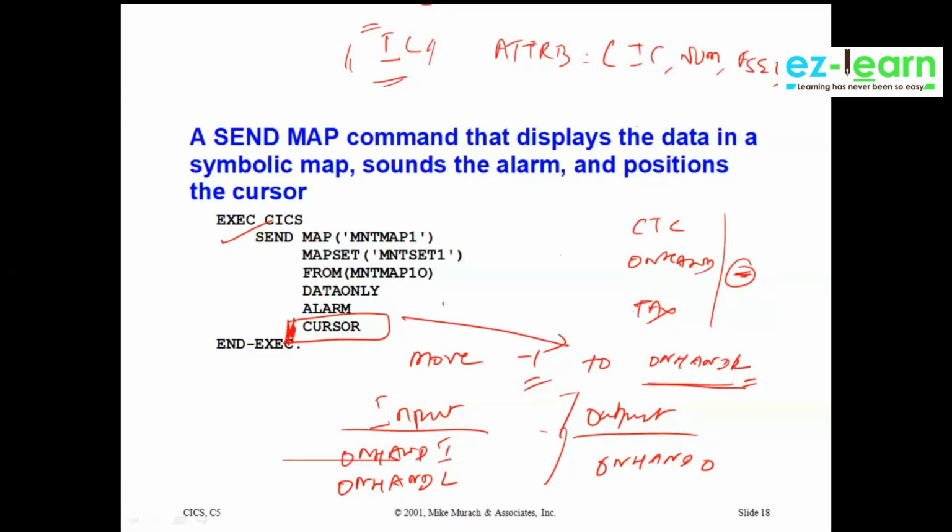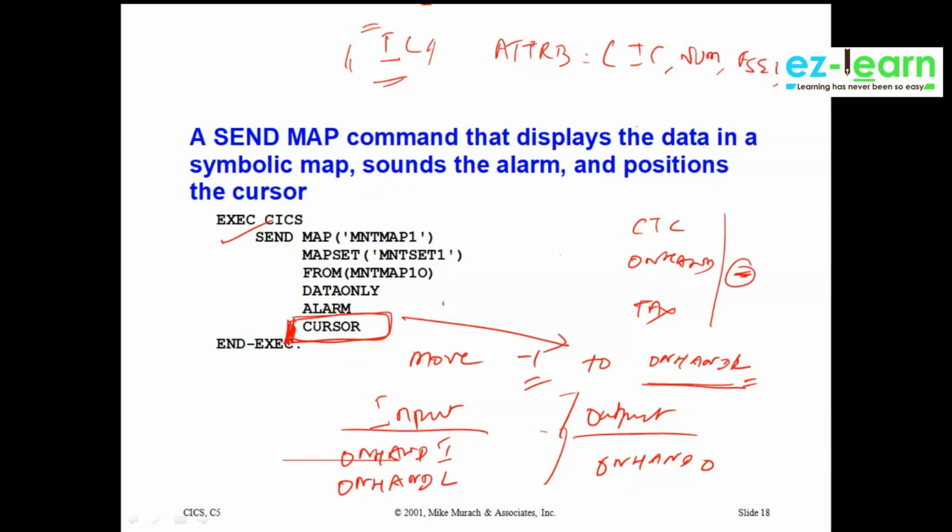So if you want to change the cursor position dynamically, move -1 to the length field and send a map with cursor as a parameter. It is going to place the cursor in this field. Okay, so this is also a very important interview question. How do you change the cursor position dynamically? Move -1 to the length field and send the map with cursor as a parameter.